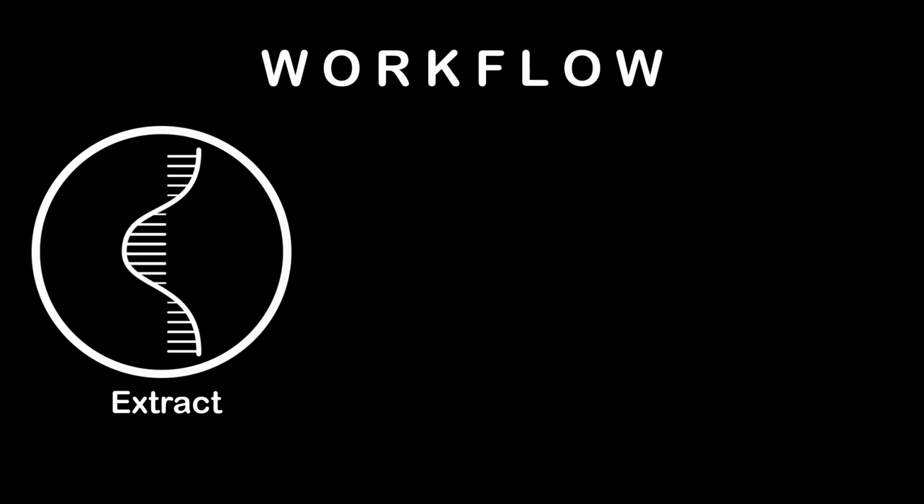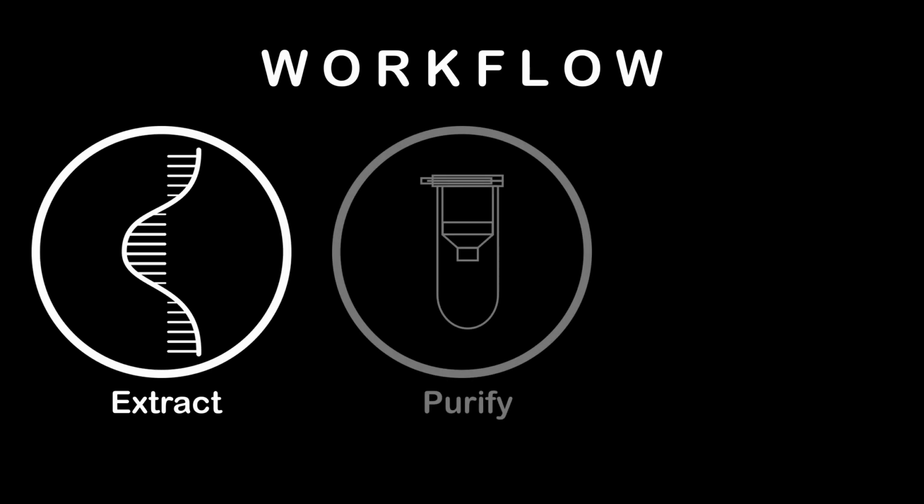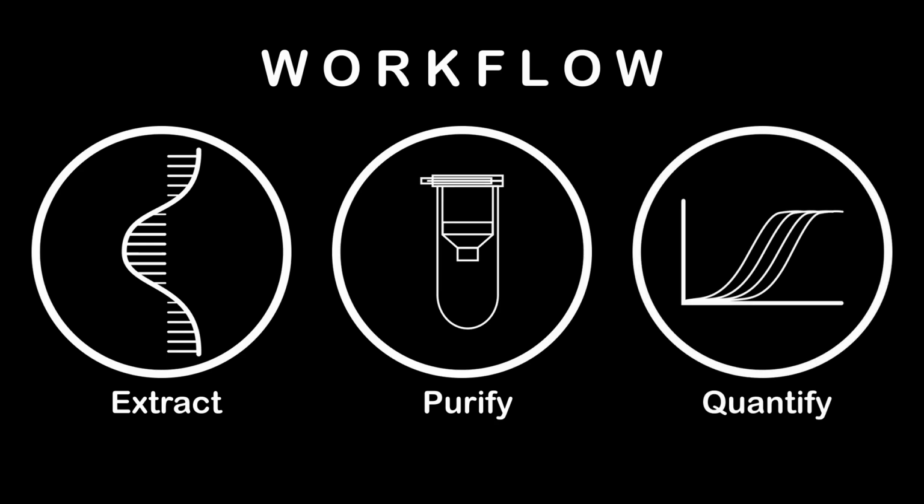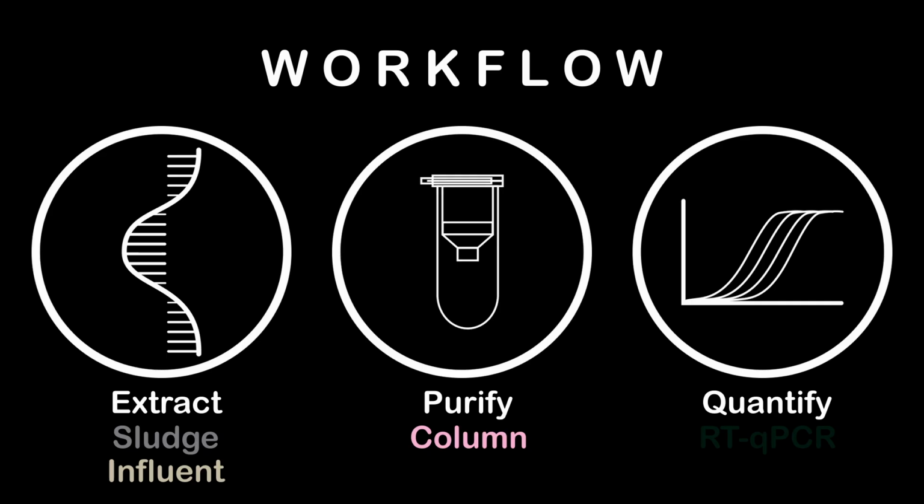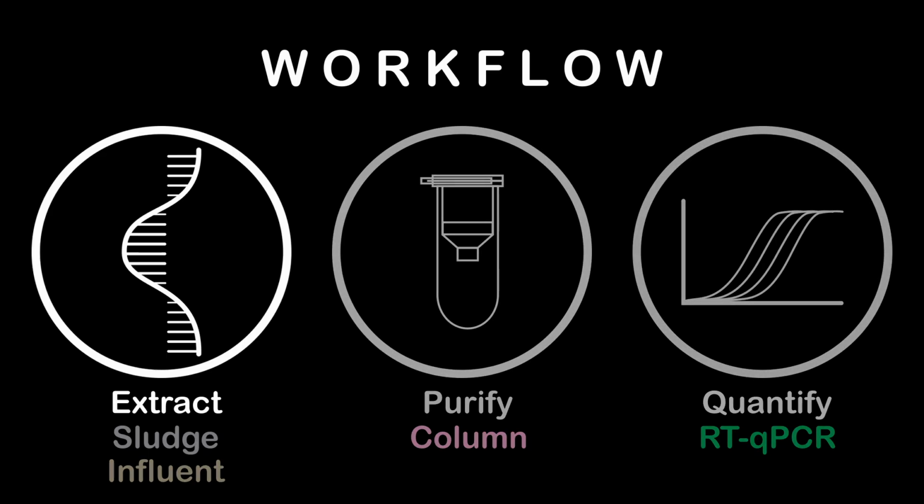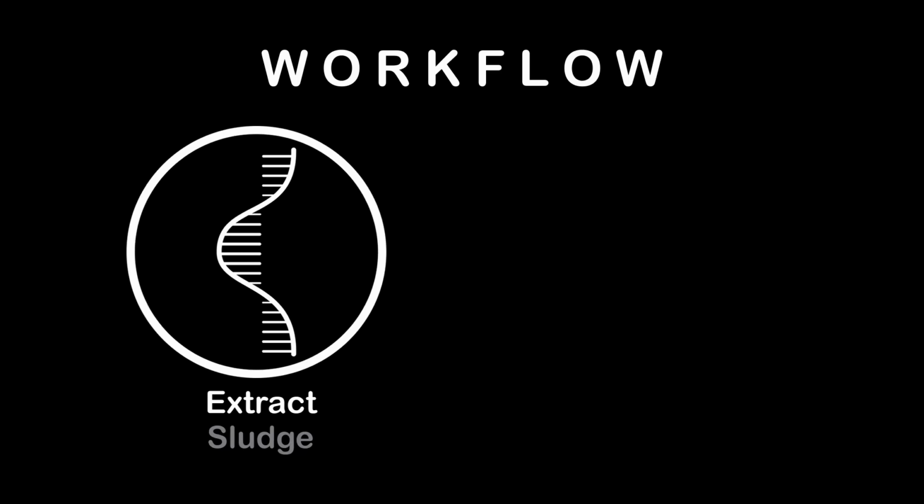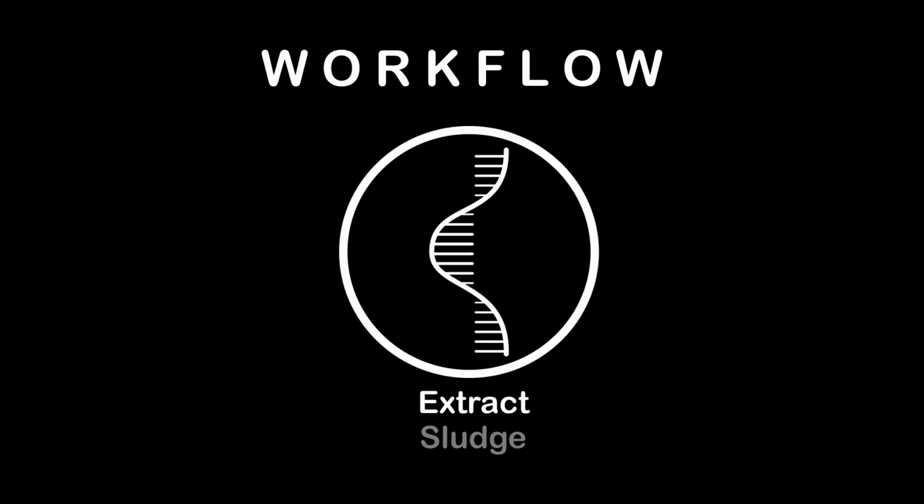First, RNA is extracted from the wastewater sample. Next, the extracted RNA is purified to remove contaminants and inhibitors. Once the RNA is purified, we can quantify the amount of viral RNA in our sample. We will go over how to extract RNA from two types of wastewater, namely sludge and influent. Then we will demonstrate the purification process that uses silica columns for both of these sample types, and measure the amount of disease-specific RNA through RT-qPCR.